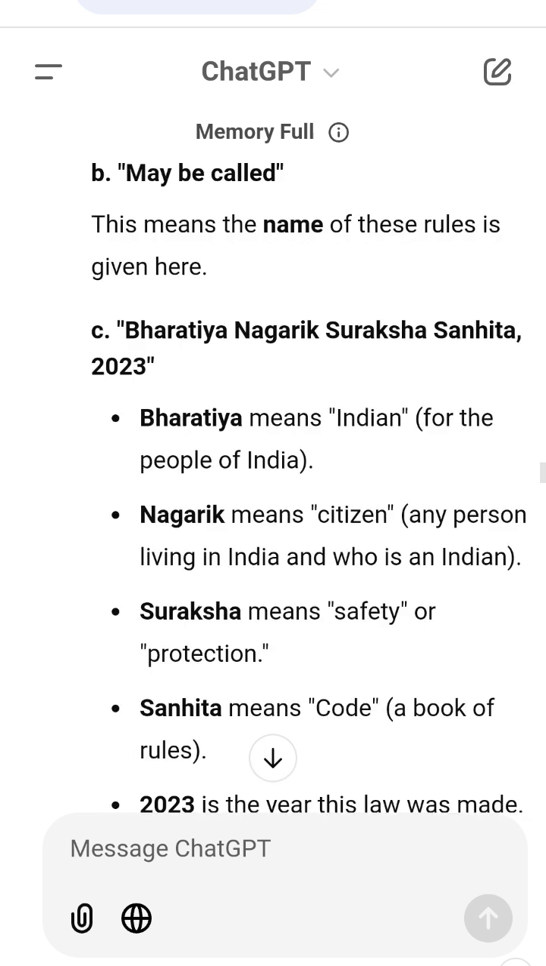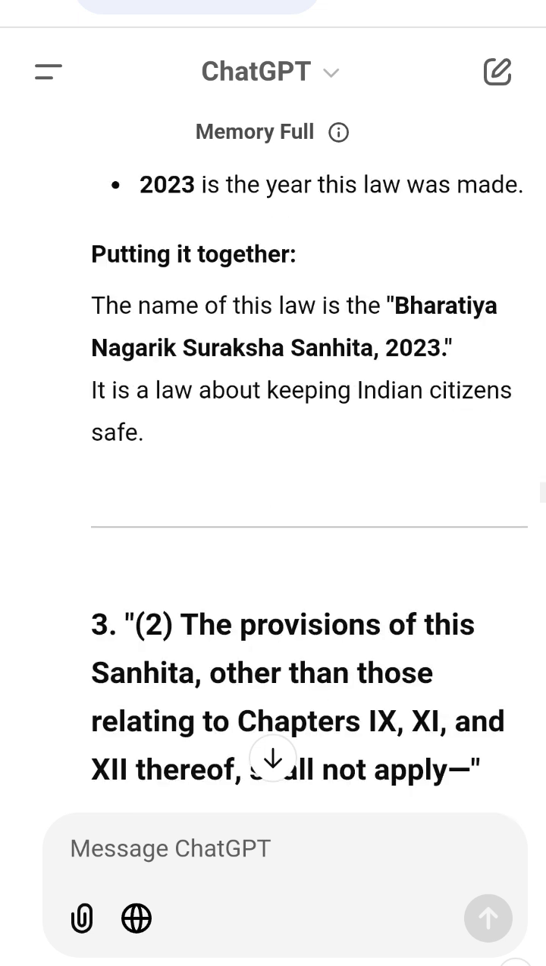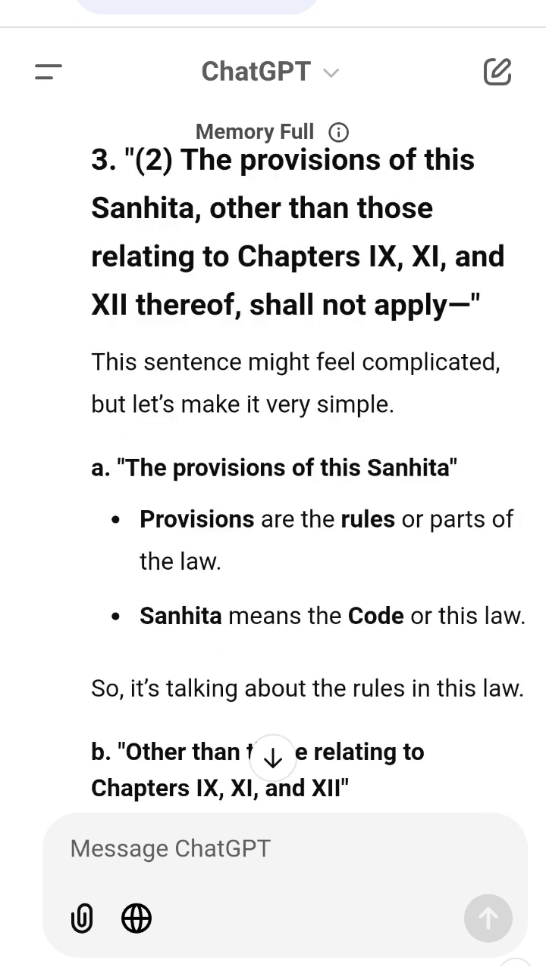4. Chapters 9, 11, and 12. These chapters are exceptions. Even in Nagaland and tribal areas, these 3 chapters will still apply. Why? Because these chapters might contain rules that are very important for everyone, no matter where they live.